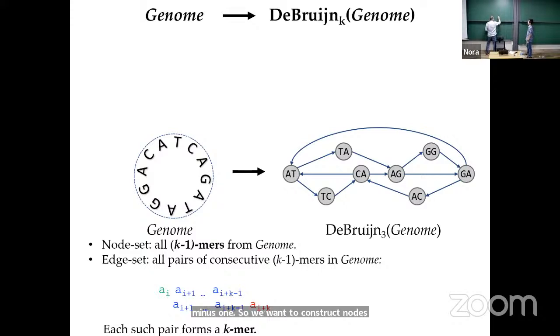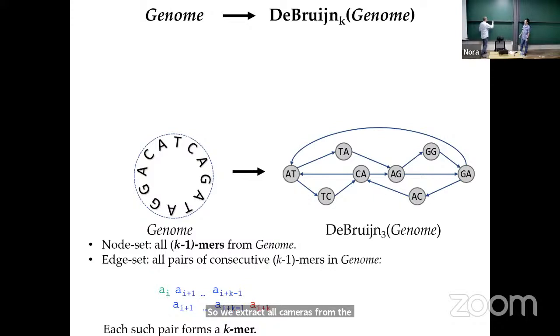Yes. And how do we start connecting these nodes? So there is overlap between the previous k-mer and the next k-mer, but they will overlap by k minus 1. So these nodes will be k-1 mers, right? Okay. And we are given a genome, so we extract all k-mers from the genome, right?